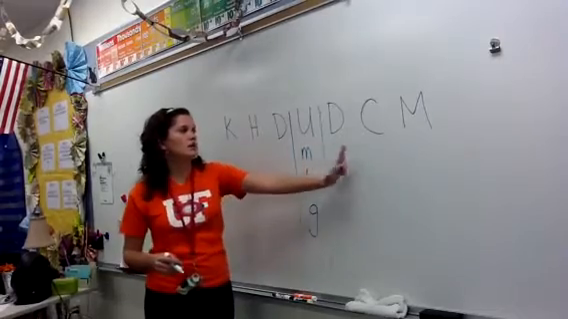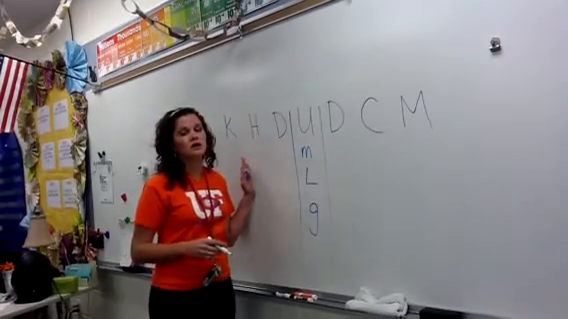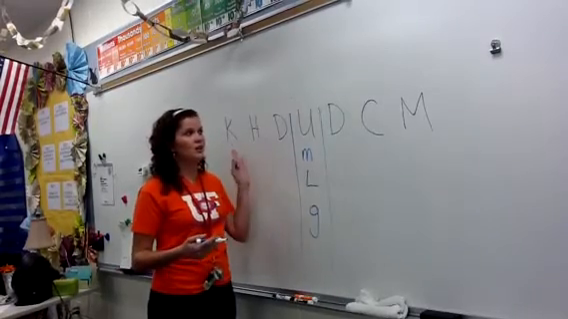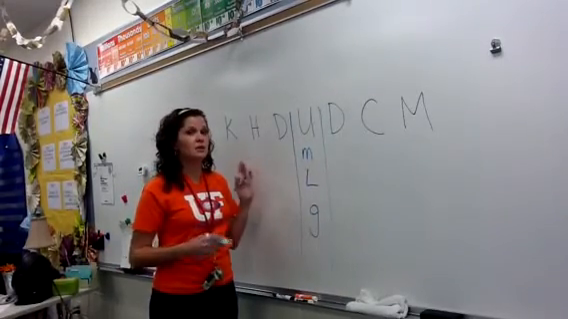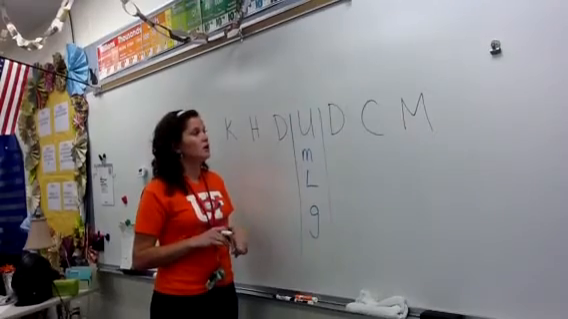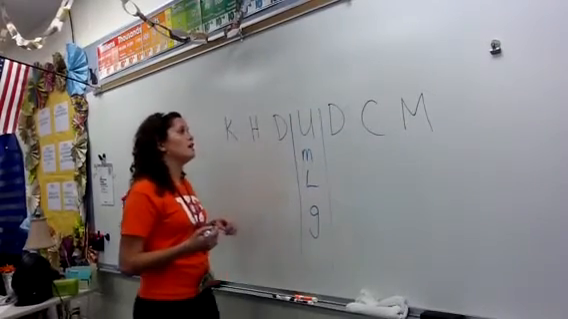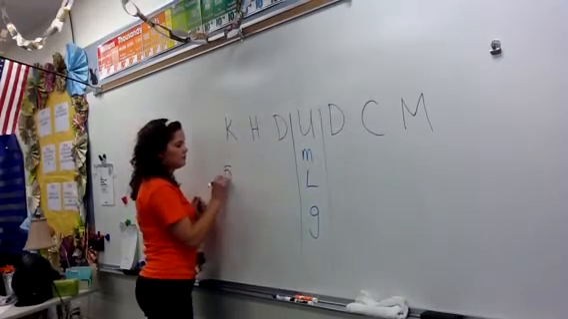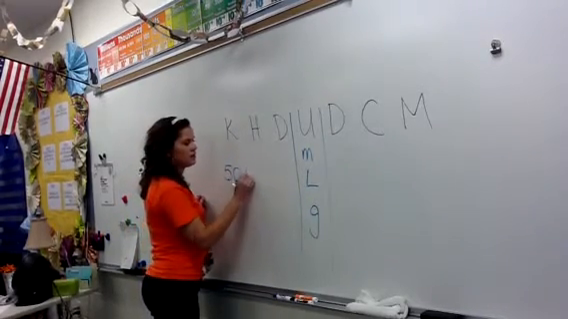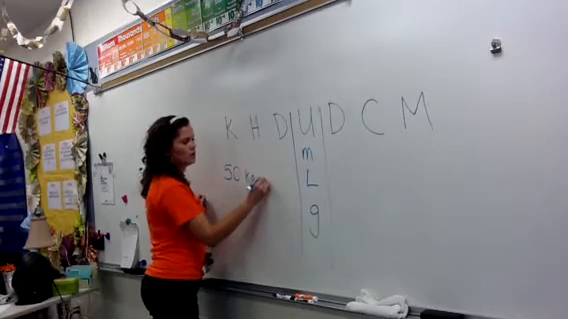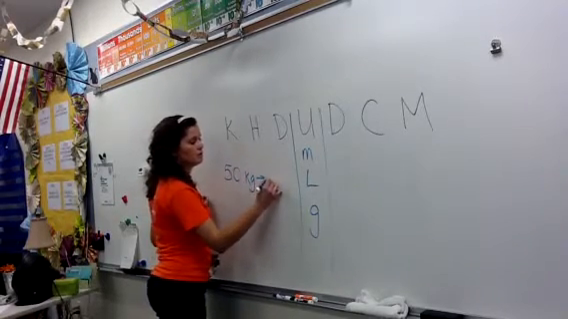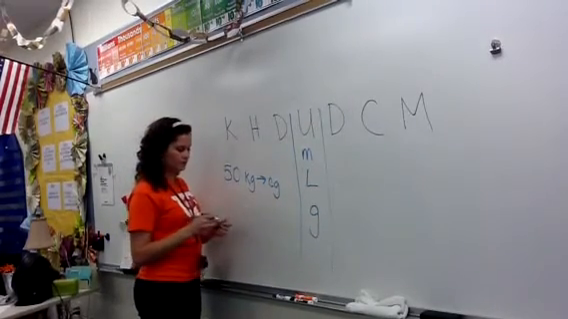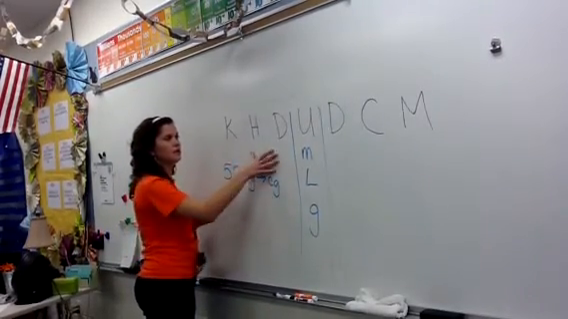And since the metric system is based off of 10, you can move about the system really easily without having to worry about doing a lot of math. So for instance, if I had a problem and I wanted to go from 50 kilograms to centigrams, all I would have to do is go up to my nice little chart.